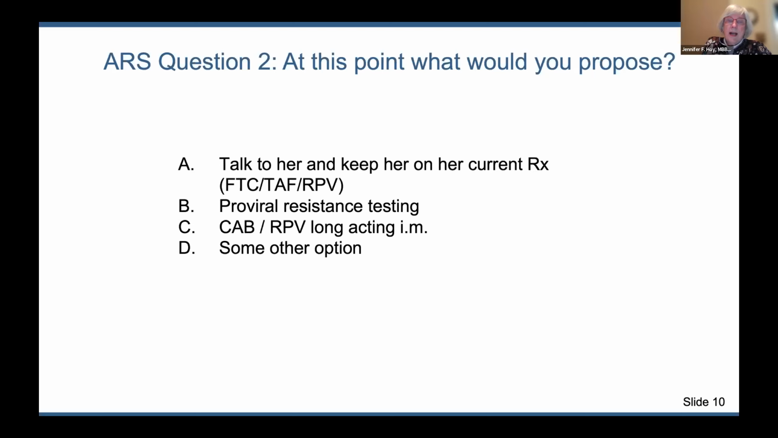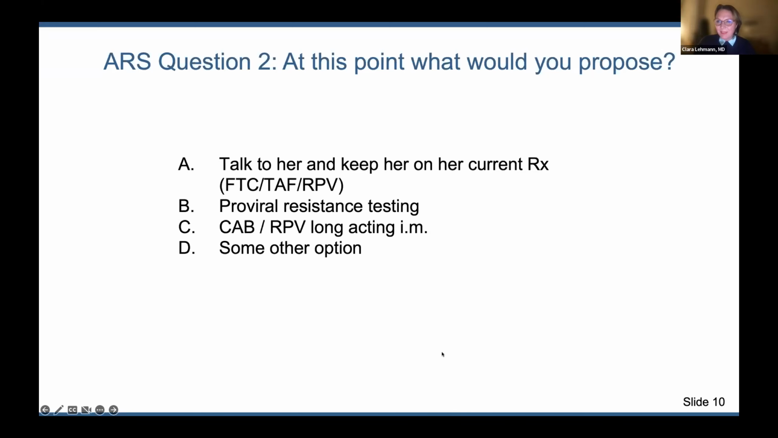But if there is no history of virological failure or resistance, then cabotegravir rilpivirine would be a good option for her to consider.